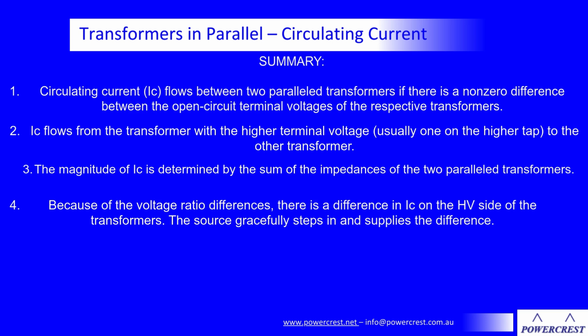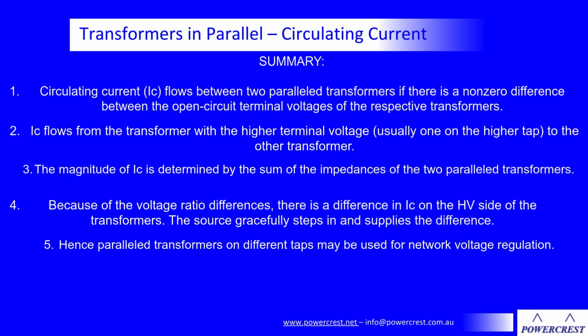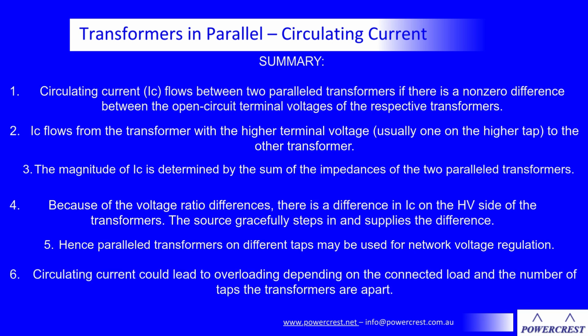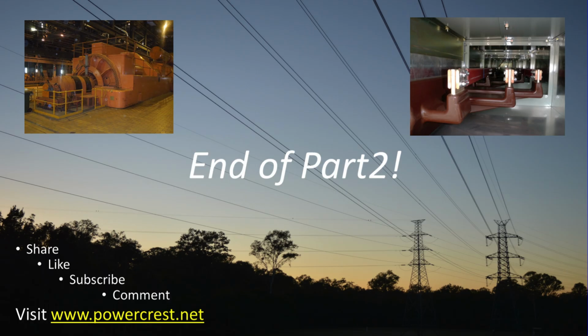4. Because of the voltage ratio differences, there is a difference in the circulating current on the HV side of the transformers. The source gracefully steps in and supplies the difference. 5. Hence, parallel transformers on different taps may be used for network voltage regulation. 6. Circulating current could lead to overloading depending on the connected load and the number of taps the transformers are apart. Okay, that's it for now.